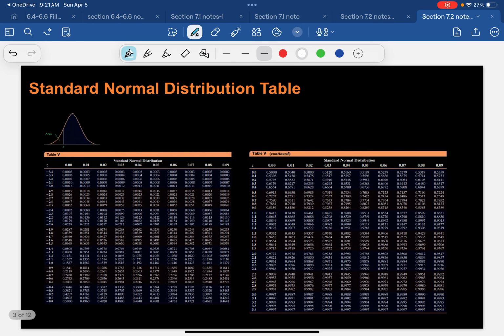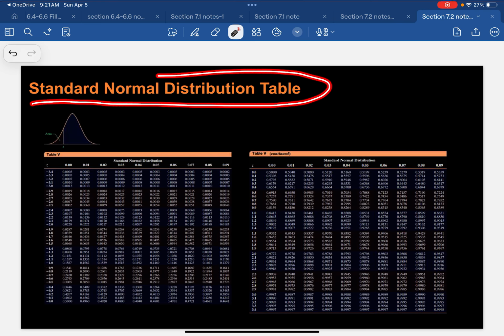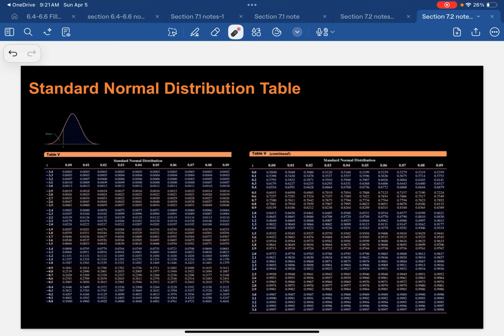Move forward. So this is called the standard normal distribution table. This basically came from your book. You can check your ebook, and this is table number 5. So this table is very important for you from now on. This is kind of a milestone for you, and you are going to use this table over and over again, at least for the next 2 sections or next 1 section.